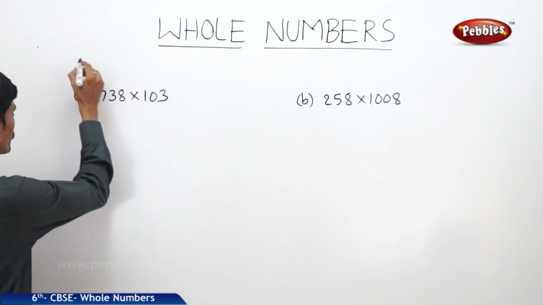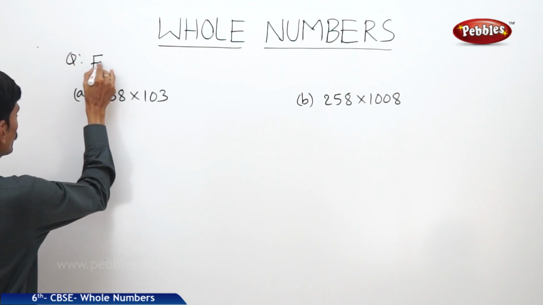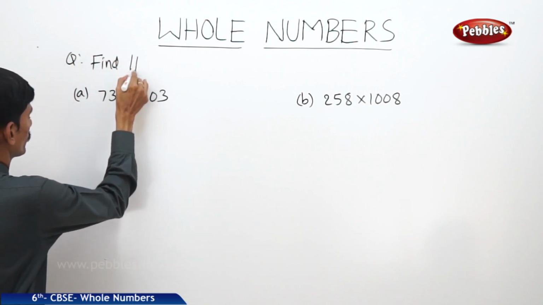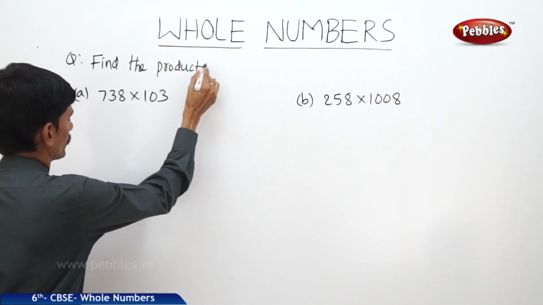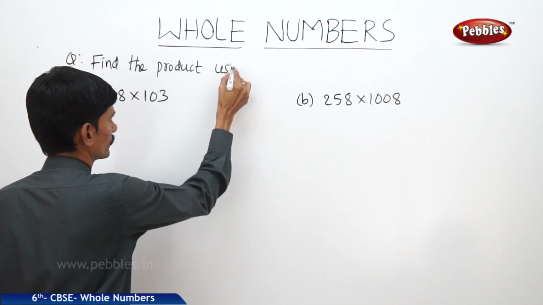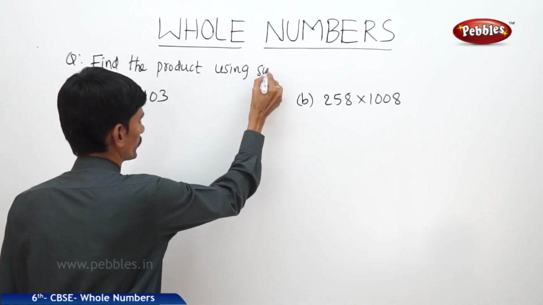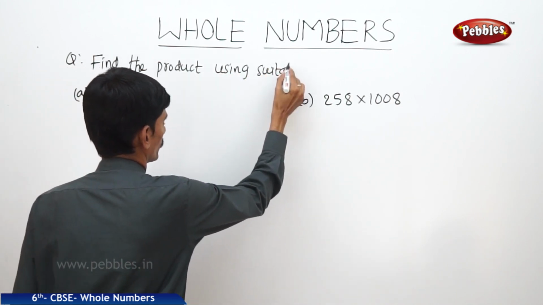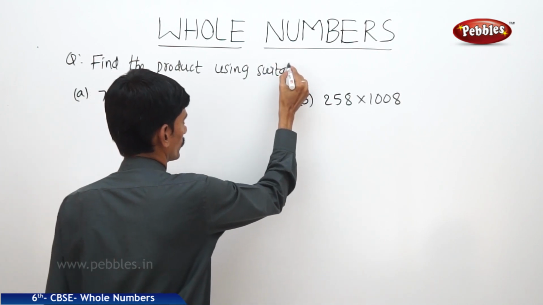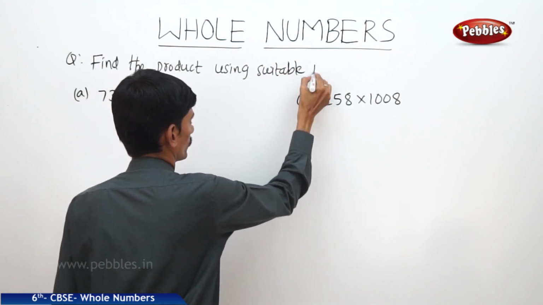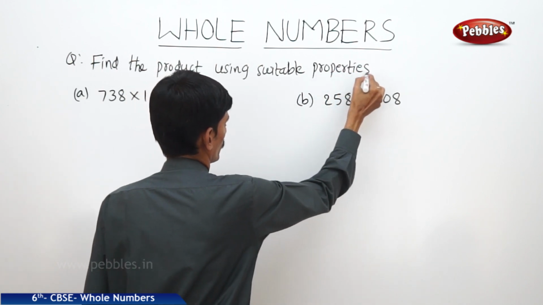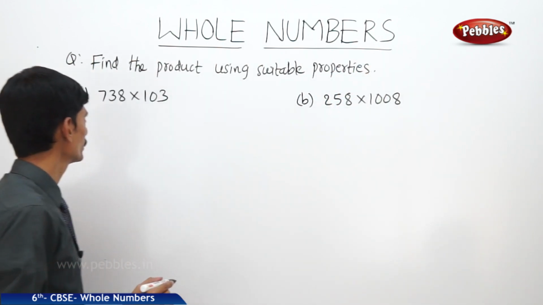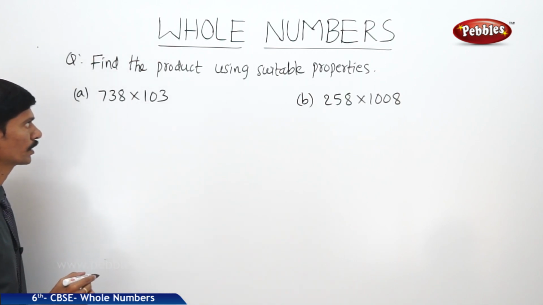Find the product using suitable properties. Now the first question is 738 into 103.